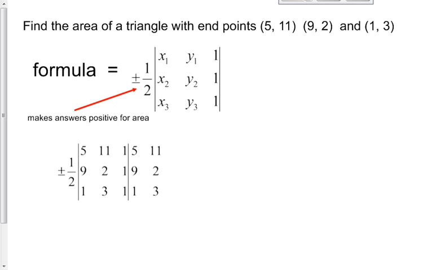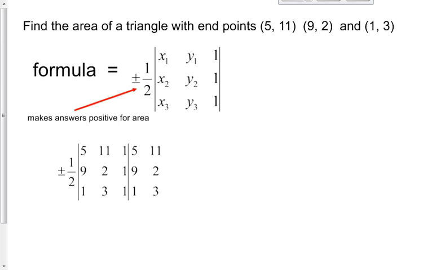This is the formula that we want to use. We have to take plus or minus 1/2 times the determinant of the matrix. What you're going to do is take your 3 ordered pairs, plug them in, x1, y1, x2, y2, x3, y3, but you notice that doesn't create a square 3 by 3 matrix. So to complete the matrix, we're going to write in 1, 1, and 1.